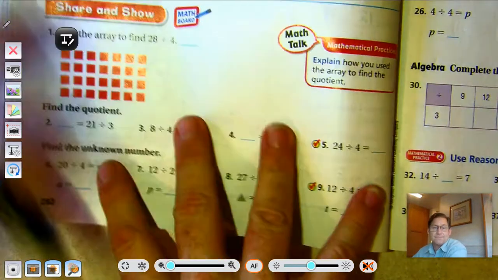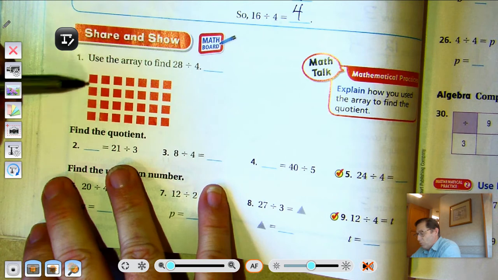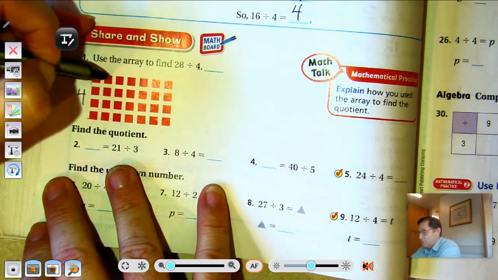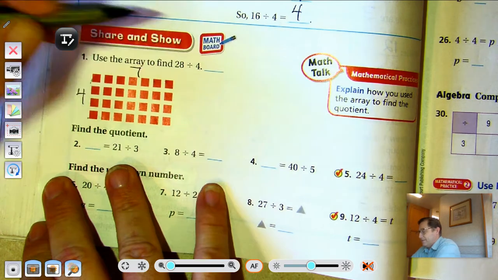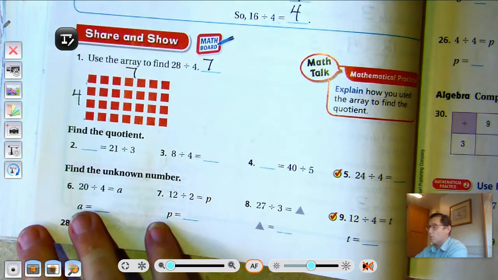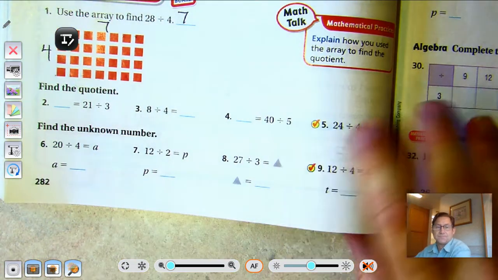Use the array to find 28 divided by 4. So I have 4 rows, and in each row I have 1, 2, 3, 4, 5, 6, 7. So 28 divided by 4 is 7. All right, 21 divided by 3.